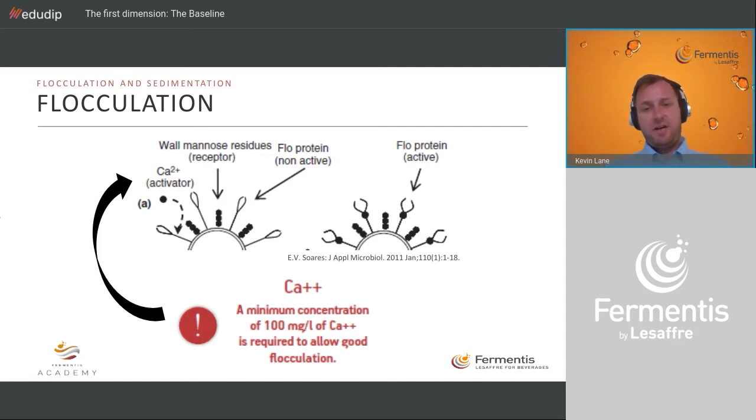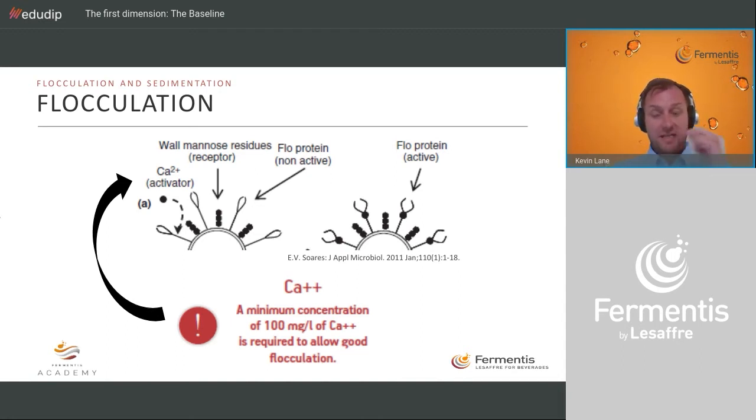In terms of flocculation, there's really a key protein on the cellular layer called the flo protein. Here, the image is on the top. You can see the left is inactivated, non-activated flo protein. On the right is activated. It's basically a claw-like structure in this diagram. And it's activated by calcium ions. So the calcium ions are the activating ion for the flo protein. The flo protein, when active, then can meet with the cell mannose, which is the receptor on the outside of the cell. That then forms a bond between more than one cell and forms a flock.